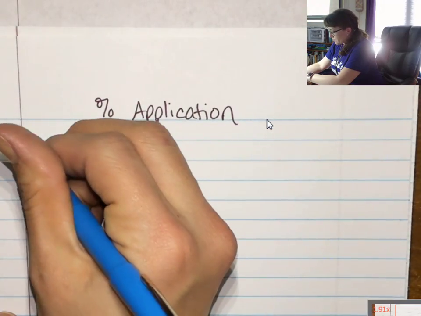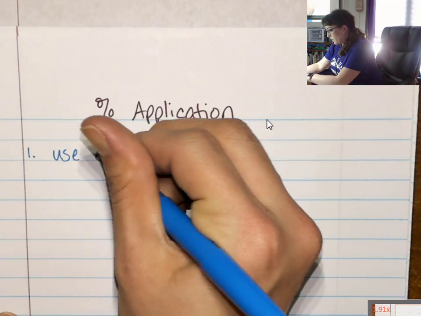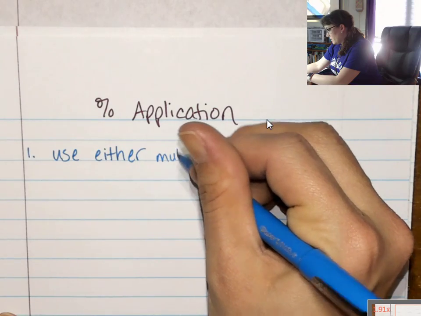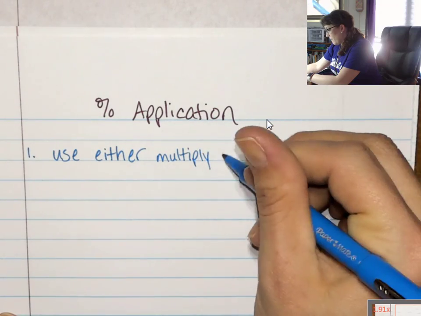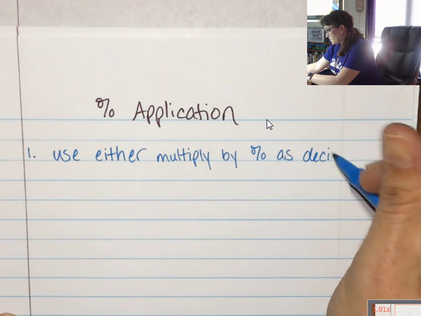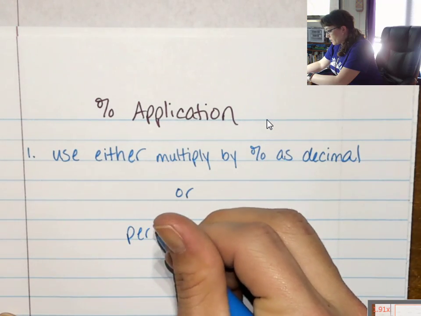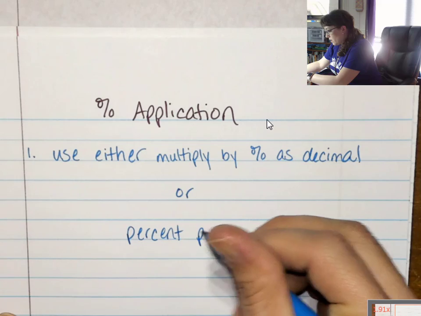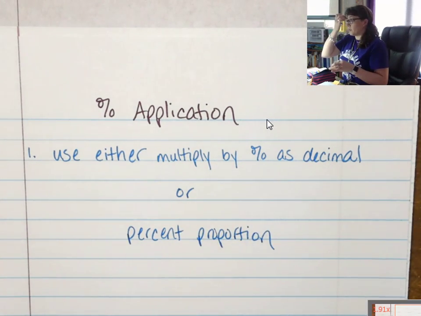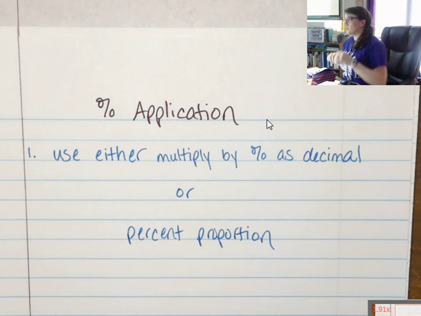Alright, so step 1, you are going to use either multiplication, multiply by percent as decimal, or the percent proportion. It is completely up to you. Whichever one you're more comfortable with, whichever one makes sense to you, do that one.